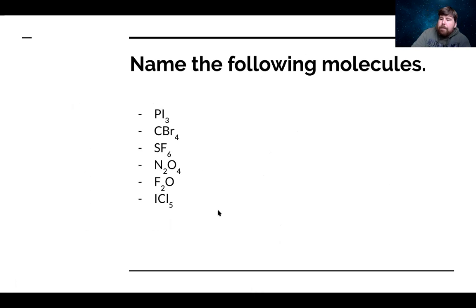So let's go ahead and work on naming the following compounds using the rules we just established. So first one up is PI3. We want to name the first element as is, and if there's more than one, we want to use a prefix. So it's just phosphorus. There's only one of them, so all we have to do is list phosphorus. And then it's I3, so there's three of them, so that's going to be tri, that's three, and iodide. Remember, we end the second one with the ide ending, so phosphorus triiodide.